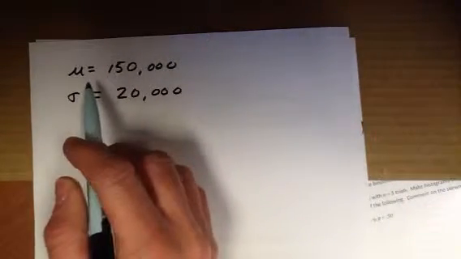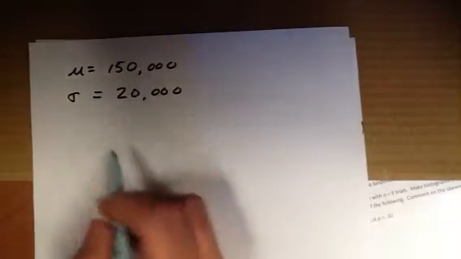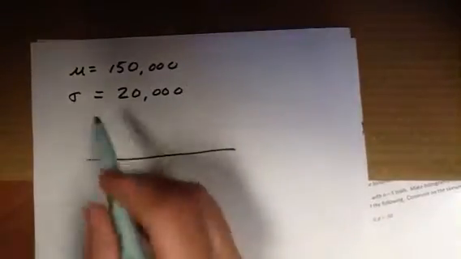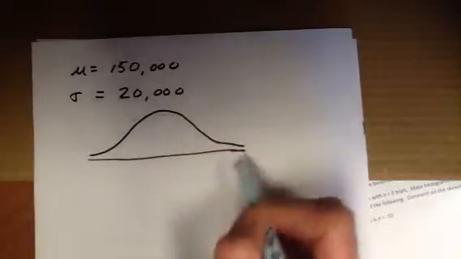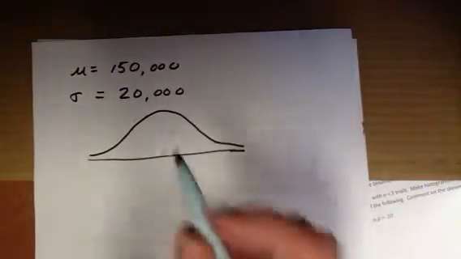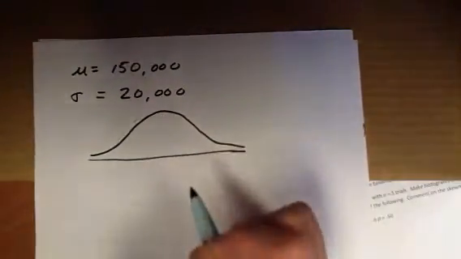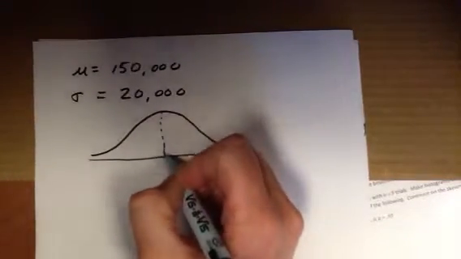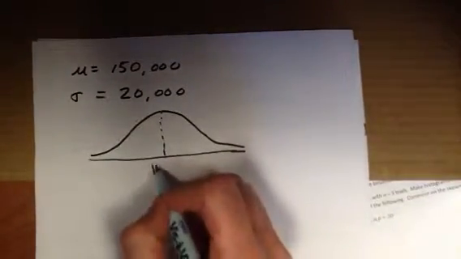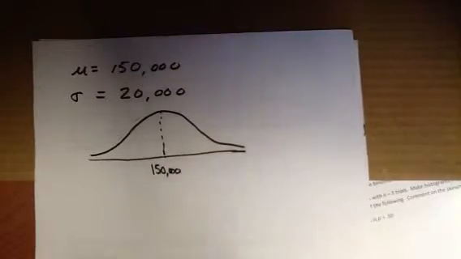a distribution of housing prices in Ohio. Let's say the mean is $150,000 and the standard deviation is $20,000. So I'm going to draw a curve that looks like a normal curve here. The mean is the measure of center. In a normal curve that's symmetrical, the mean is always at the center. Okay, so our mean here is 150,000, right?